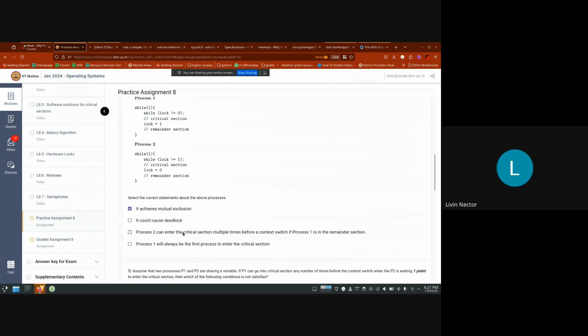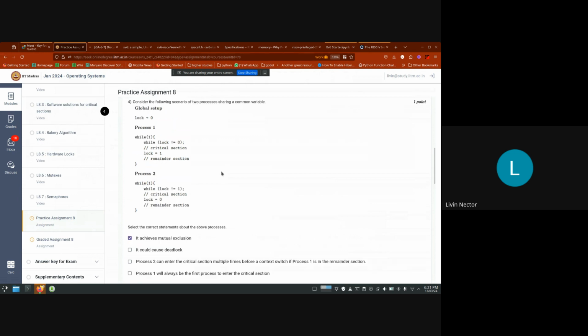Now let's see this statement. Process 2 can enter the critical section multiple times before the context switch if process 1 is in the remainder section. So assume we are in the remainder section here. Process 1 is in the remainder section, so lock has become 1, right? We finished the critical section, lock has become 1, we are in the remainder section. There are multiple statements running there. We are not wanting to enter into the critical section for some time. In that time, assume we are here, right?